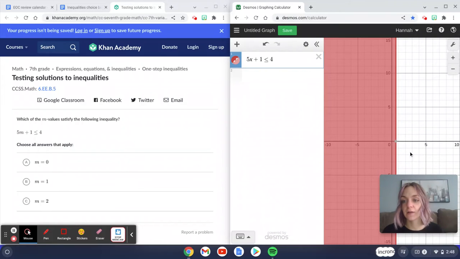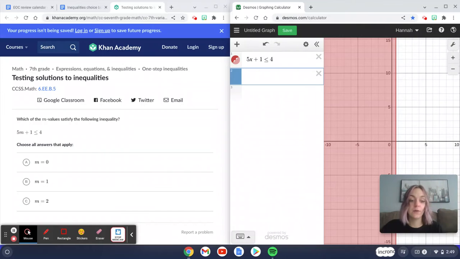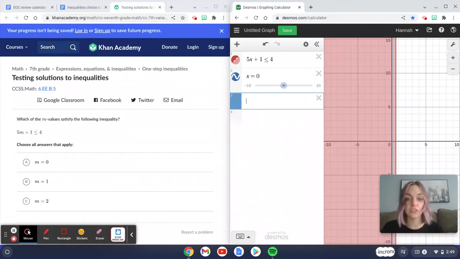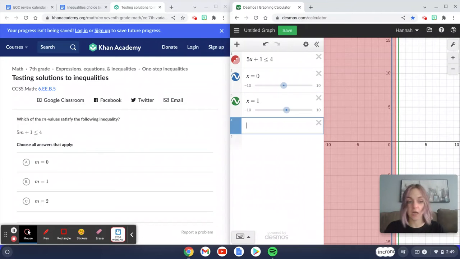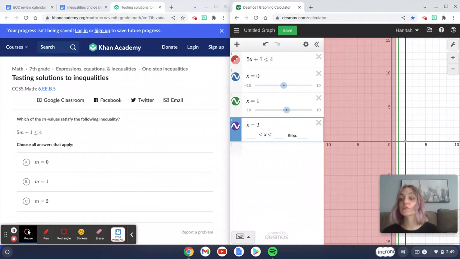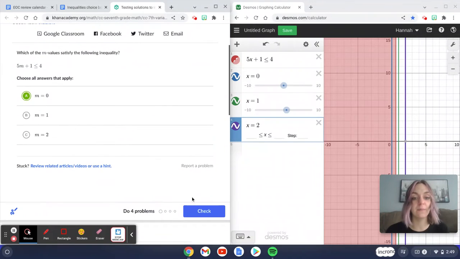And I see that the solution to my inequality is going to be m, or x, is less than or equal to 0.6. So it's asking me what values of m satisfy the inequality. I can go ahead and put in x equals 0, and that blue line is inside the shaded region, which is good. X equals 1, the green line is outside of the shaded region, so it does not satisfy my inequality. And x equals 2 is again outside of the shaded region. So the only value that satisfies my inequality is m equals 0.